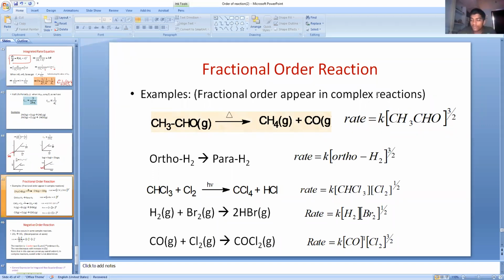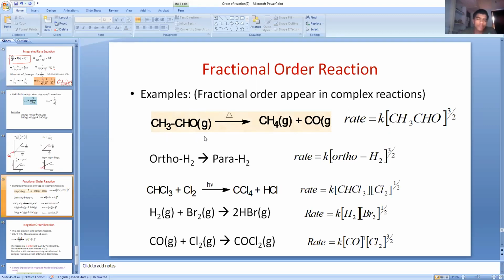So therefore, I have not done the kinetics. Kinetics and integration are not done for fractional order, and whatever we have done are all elementary processes. The complex process will have a different mechanism altogether. So I'm just giving you some examples of fractional order. We'll be seeing how the order has become 3 by 2. Just for your knowledge, the order can also be fractional, like 3 by 2.